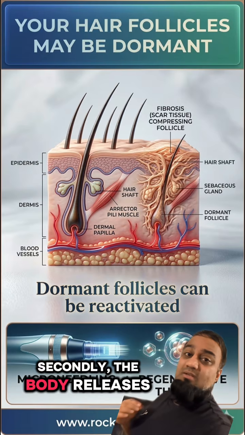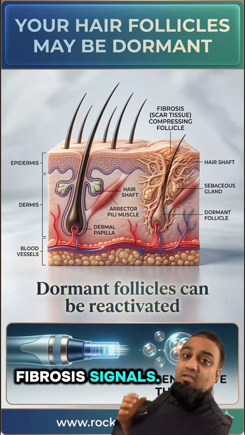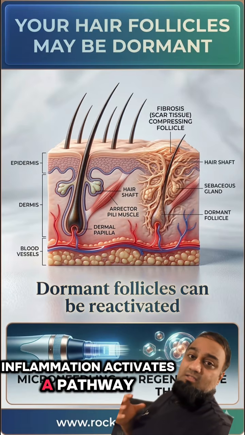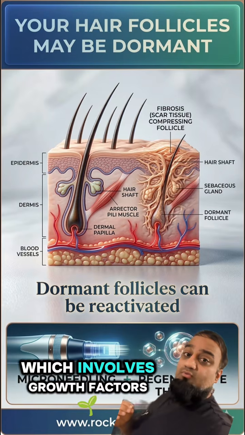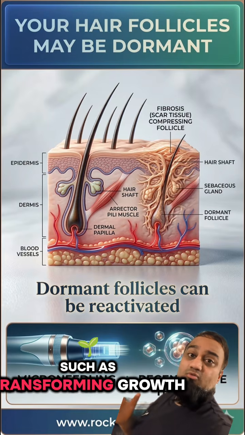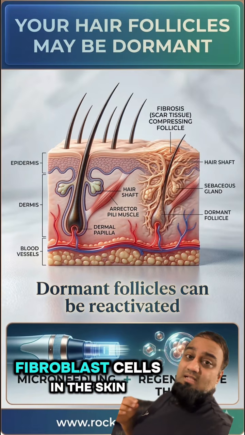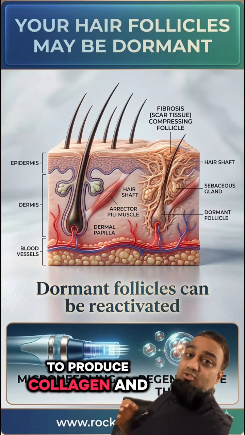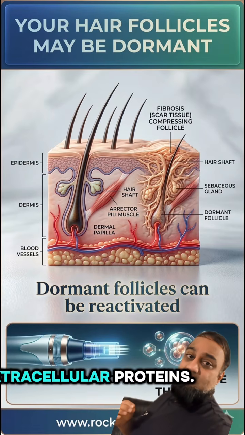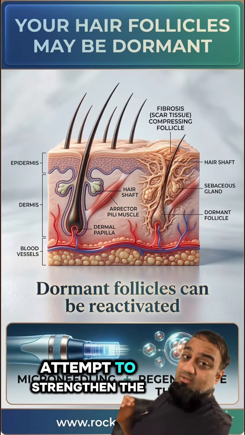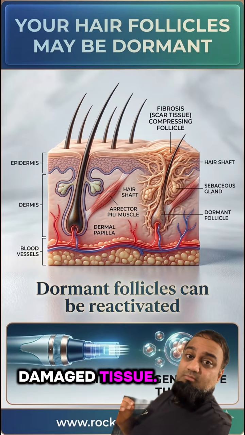Secondly, the body releases fibrosis signals. Inflammation activates a pathway which involves growth factors such as transforming growth factor beta. This signal tells the fibroblast cells in the skin to produce collagen and extracellular matrix proteins. This is the body's attempt to strengthen the damaged tissue.